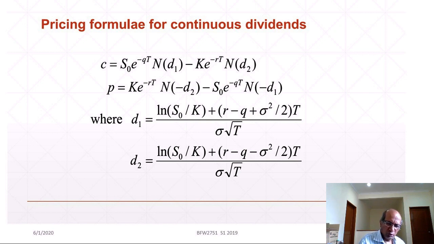It's easy. So take into account that R minus Q is the only difference in the d1 equation, while in the call equation, it is adjusting the S0. In the put equation also, it is adjusting the S0. Okay, this is the only difference you can see.